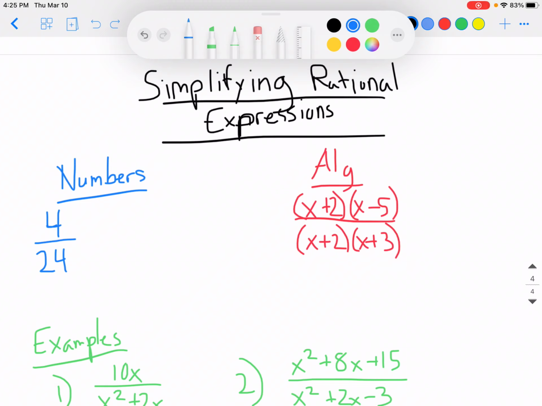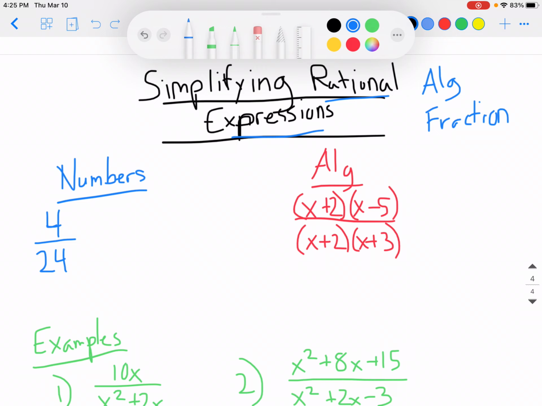Hello and welcome to this video where we're going to work on simplifying rational expressions. Essentially, this phrase, rational expressions, just means what I like to call an algebra fraction. Everything that we do with regular fractions with numbers, those same concepts apply in these algebraic, quote unquote, fractions.